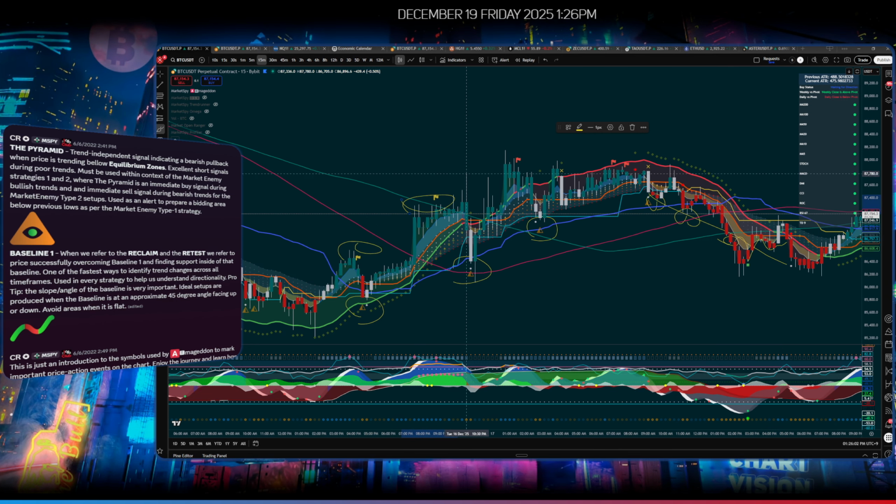1, 2, 3. You see that wedge? Reversal. Stick to it. Stick to the number 3 or even 2 sometimes. If you want consistency, I go for 2. I don't even go for 3. 3 is kind of like, let me see if they're going to exhaust.